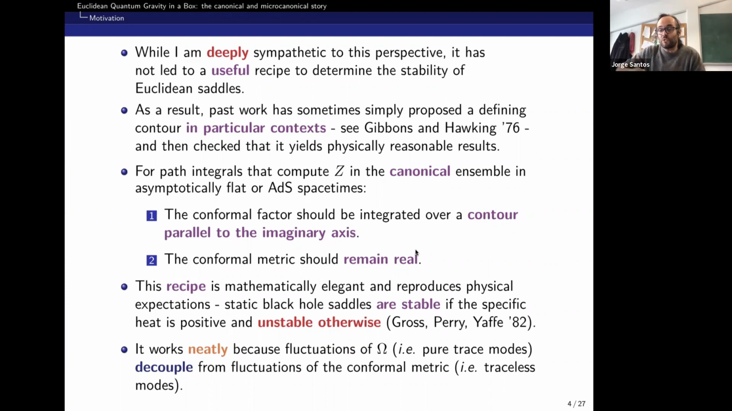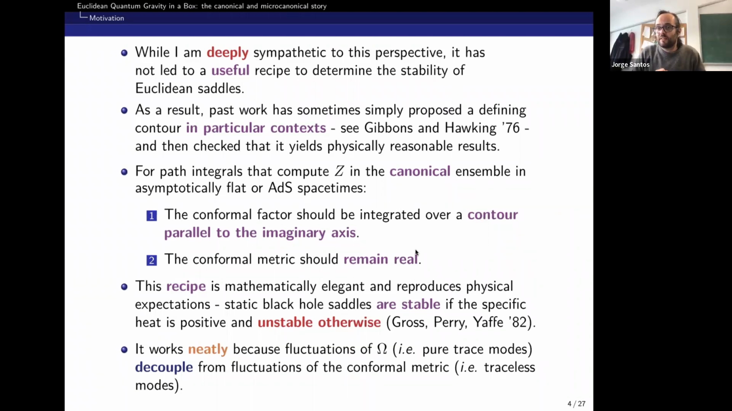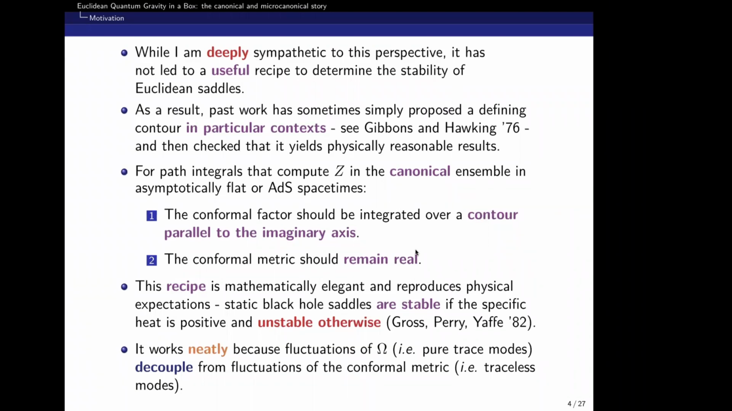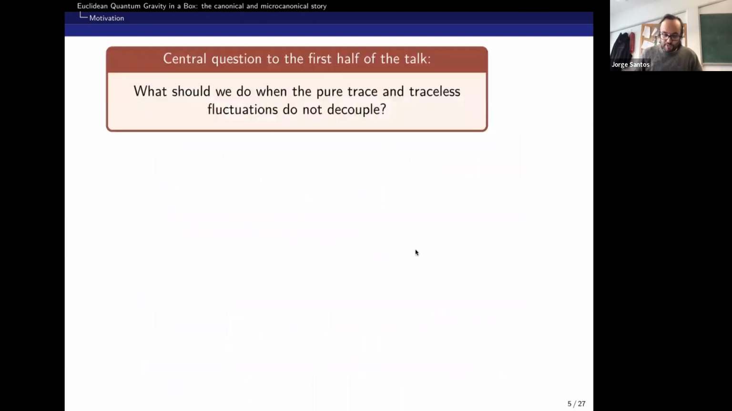Okay, so when can they couple? Well, they couple generically as soon as you include matter. They couple together whenever you include any form of matter. Okay, any form of matter will spoil this recipe. We will not know how to deal with this recipe in the general sense. Any form of matter will spoil this. But even with pure gravity, there are ways of spoiling this recipe.